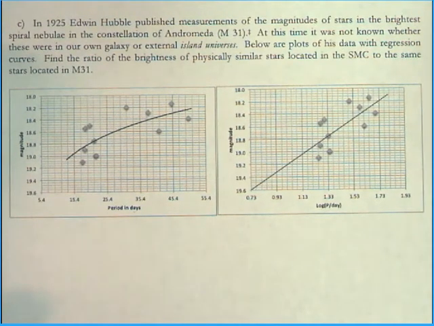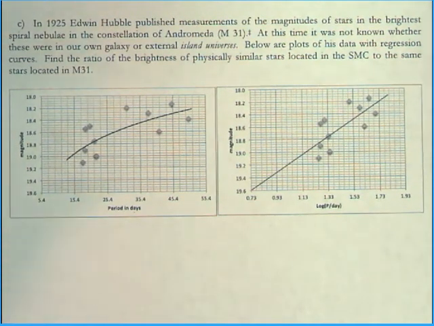In this video, we are going to discuss how Edwin Hubble used his data along with those of Henrietta Leavitt in order to find the ratio between the distance to the Andromeda Galaxy, commonly known as M31, and the Small Magellanic Cloud.